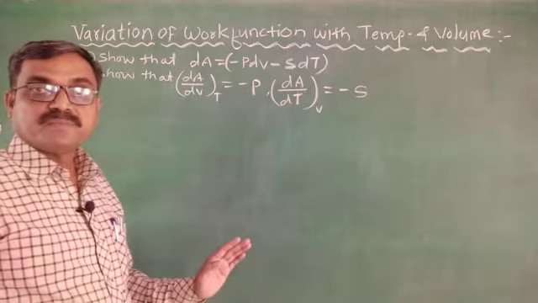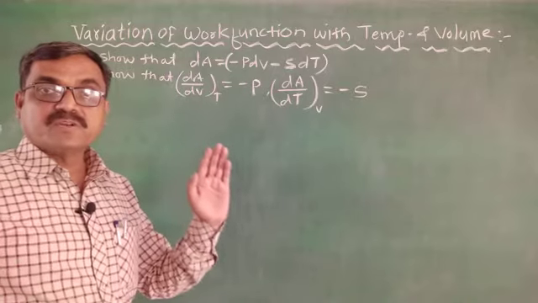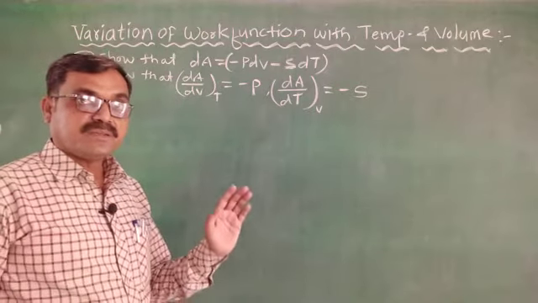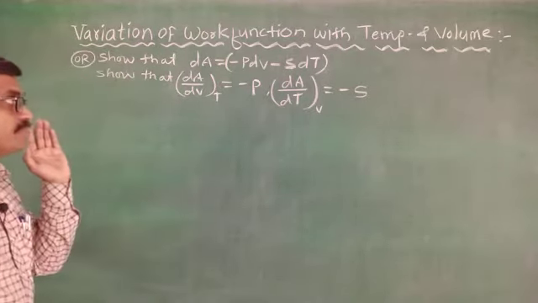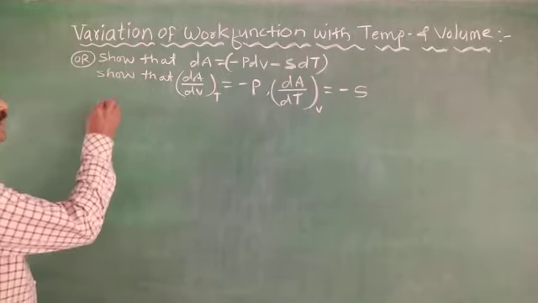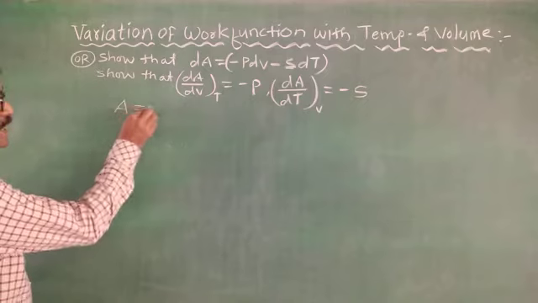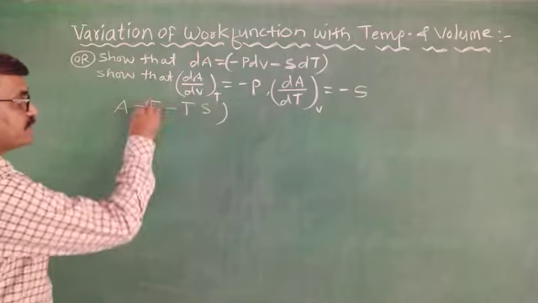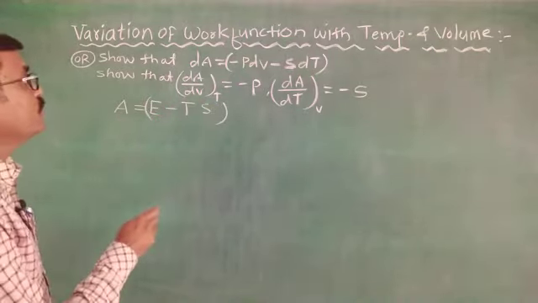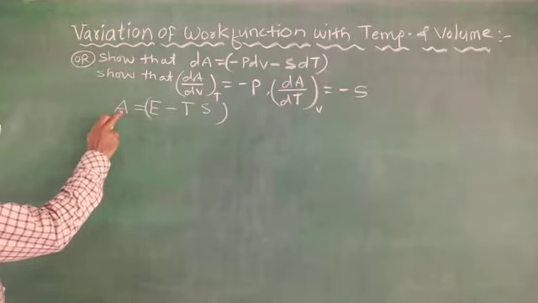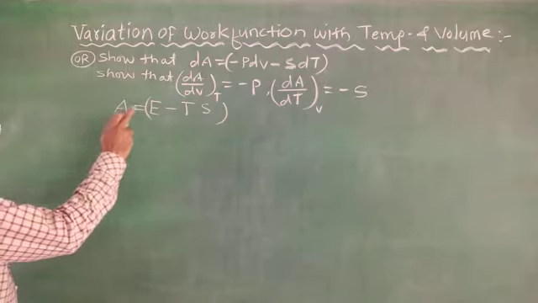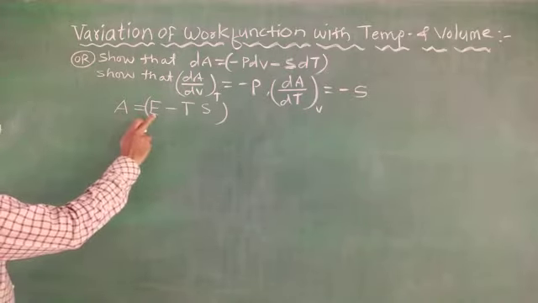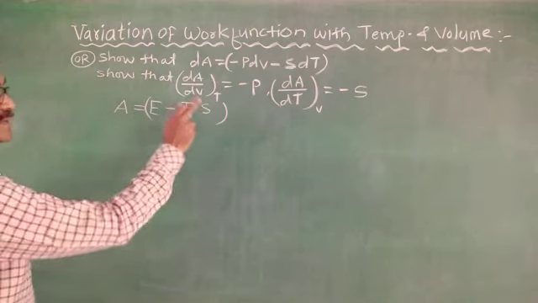Now for this you must know only the Helmholtz function. Previously we saw that the work function or Helmholtz function is denoted by A and it is equal to E minus TS, where E is internal energy, T is temperature and S is entropy.